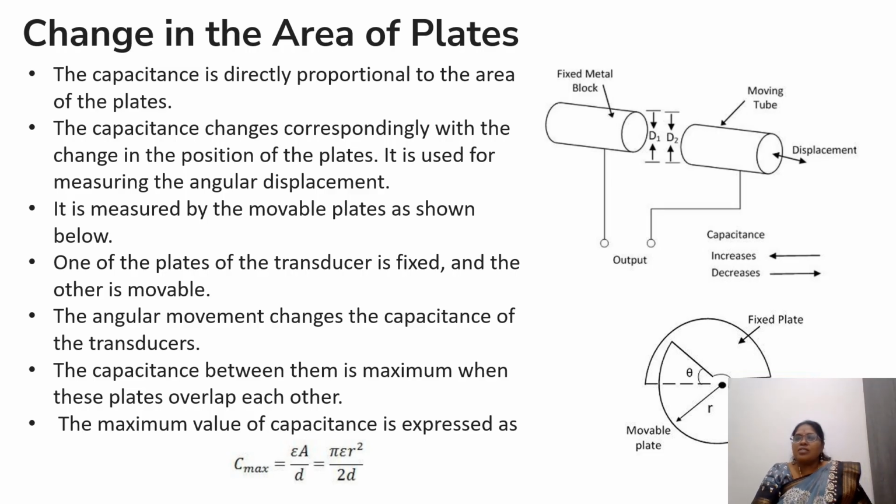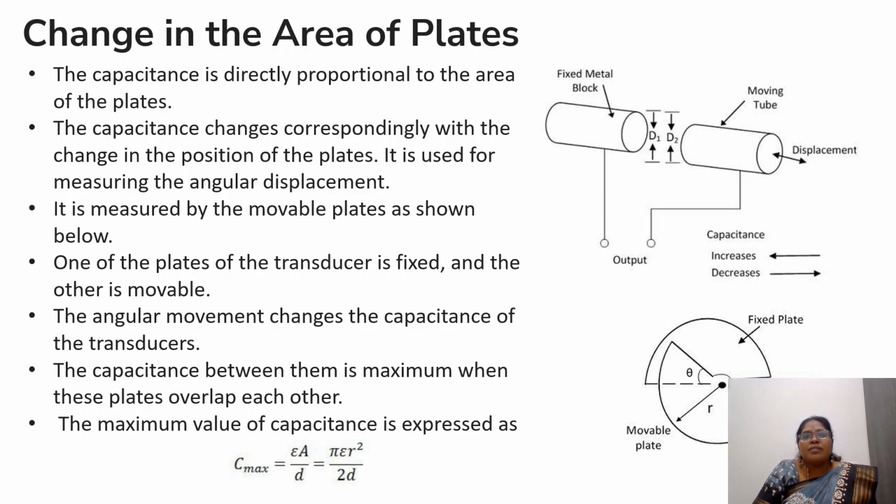First, let us see the change in the area of the plates. This is one metal plate and this is the other metal plate. This diameter is d1 and this diameter is d2. Since we are talking about area and this is a circle, the area of the circle is pi r square. So in the place of A, you use pi r square divided by 2, so the capacitance involves pi r square by 2 into D.